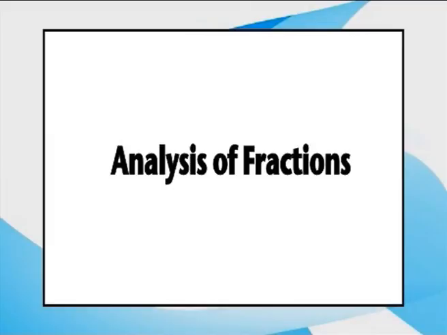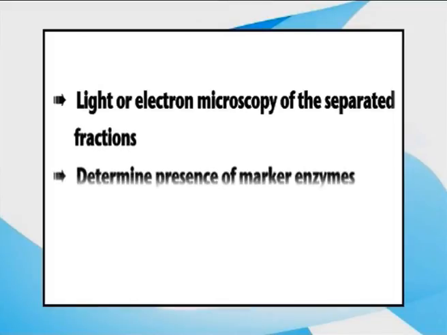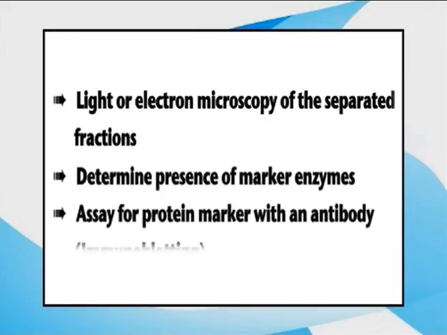Finally, the third step of cell fractionation, that is, analysis of fractions. Fractions are analyzed to identify and quantify the purified fractions so that they can be used successfully in downstream applications. Different methods employed for analysis are light or electron microscopy of the separated fractions, determine presence of marker enzymes, assay for a protein marker with an antibody, that is immunoblotting.